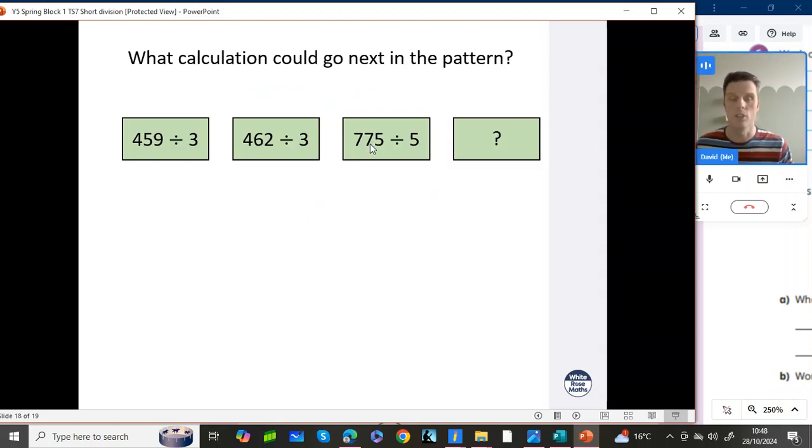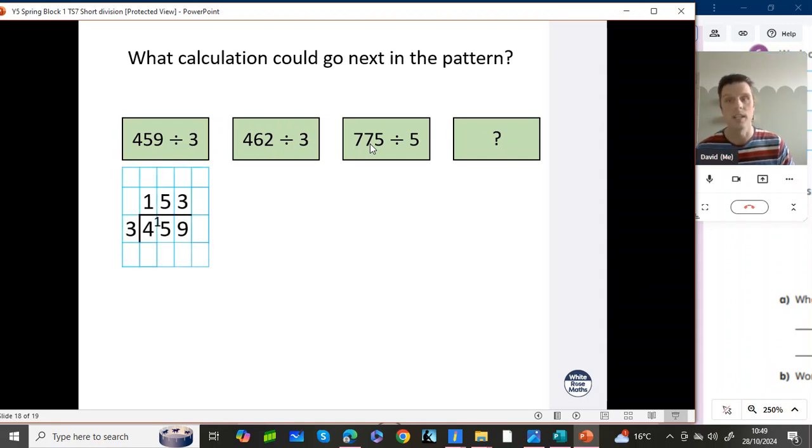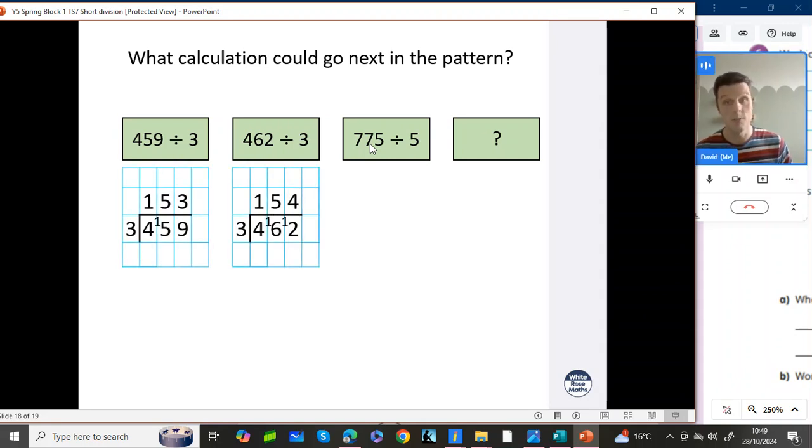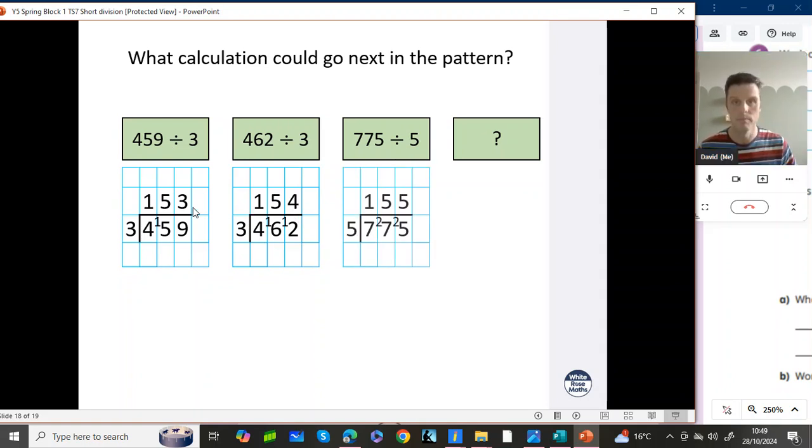What calculation could go next in the pattern? So pause the video here to have a think. Okay, so if we look at our answers, we've got 459 divided by 3 gives an answer of 153. 462 divided by 3 gives us an answer of 154. Okay, because this one is 3 bigger than this one, which means our answer is only one bigger than the previous one.